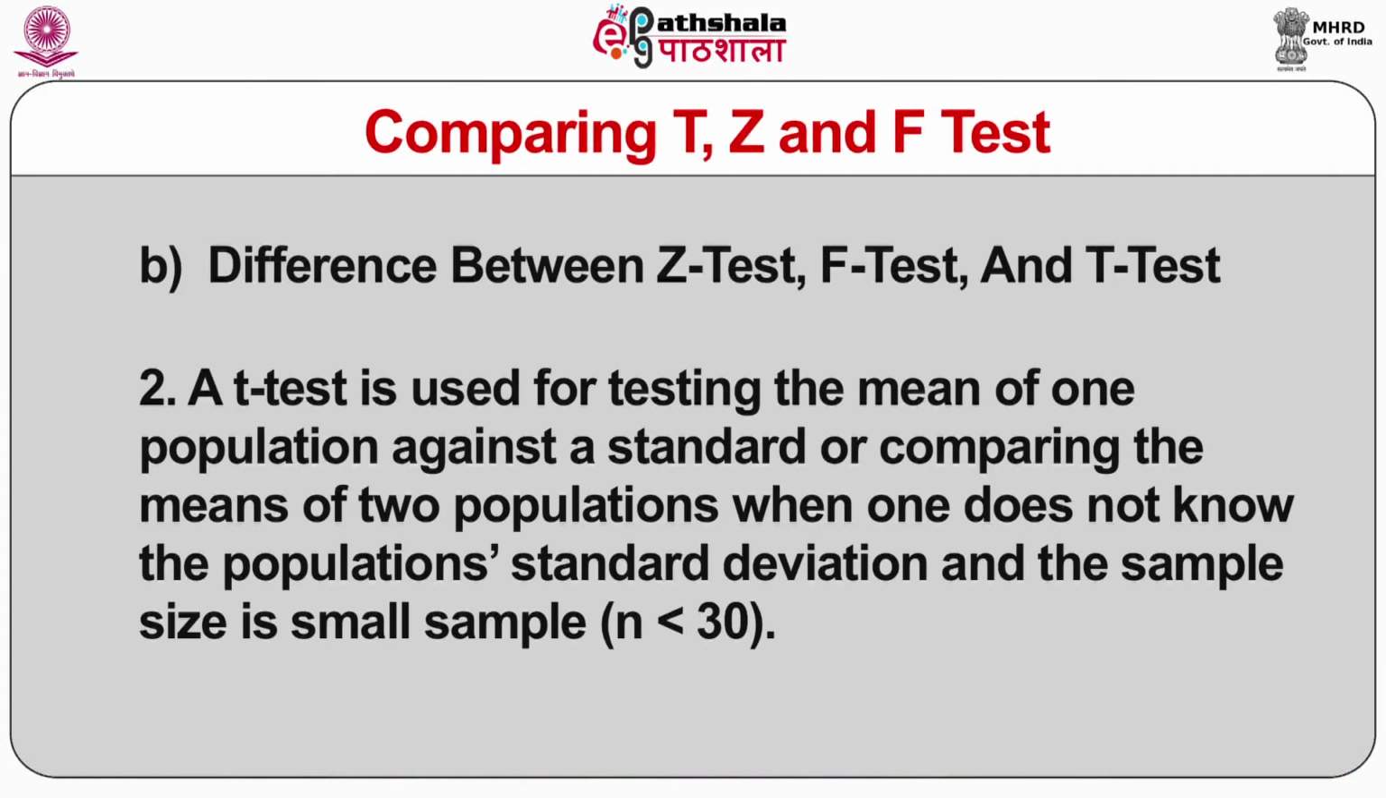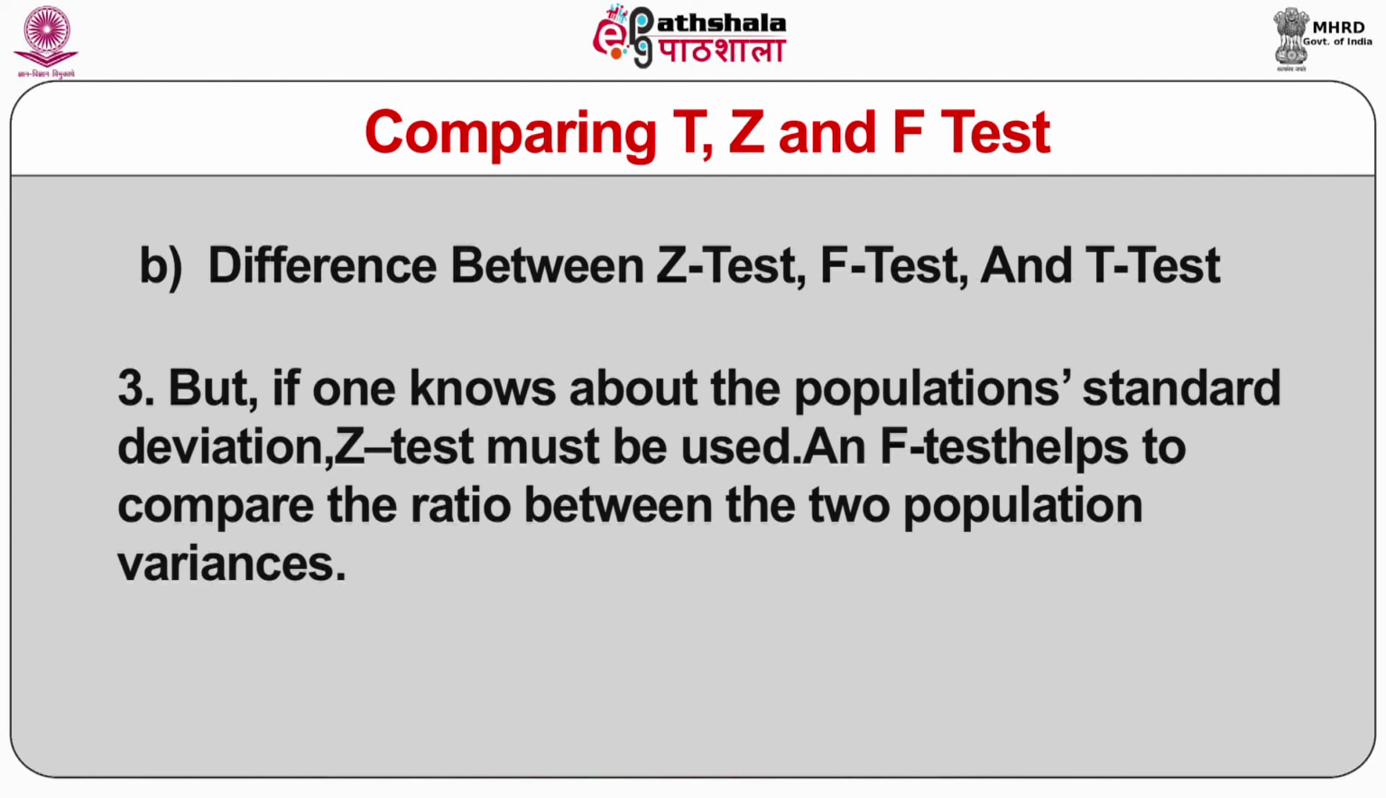Secondly, these two tests are used for testing the mean of one population against a standard or comparing the means of two populations when one does not know the population's standard deviation and the sample size is small. If it is a T test, the sample size is small, and if it is Z, the sample size is more than 30. For example, for measuring the average diameter of the belts from a certain machine, with a sample size less than 30 in case of T, more than 30 in case of Z test. But if one knows about the population's standard deviation, Z test must be used.